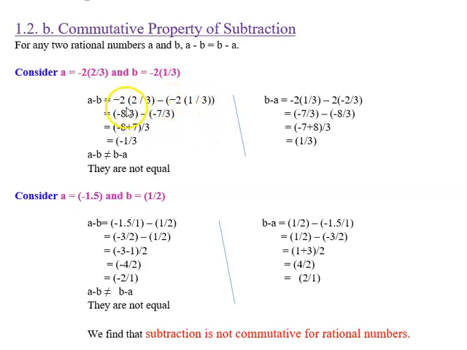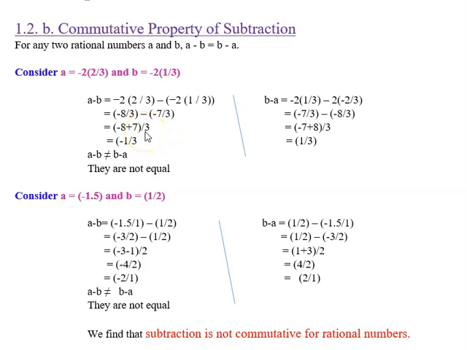So, now we will first convert this mixed number into a rational number. 2 times 3 is 6 plus 2 is 8. So, it's negative 8 over 3. The same way, b: 3 times 2 is 6 plus 1 is 7. So, negative 7 over 3.